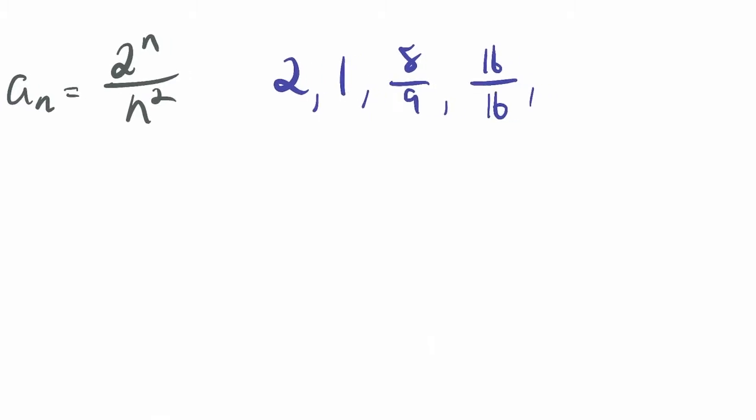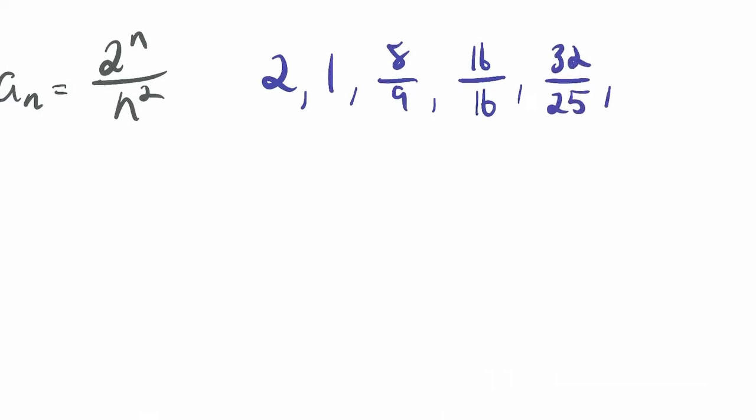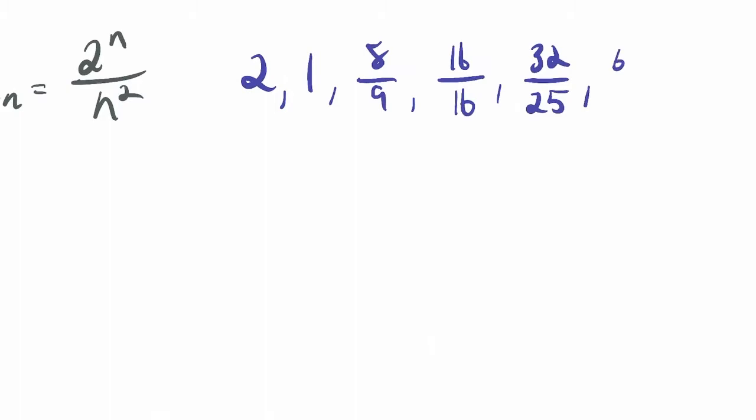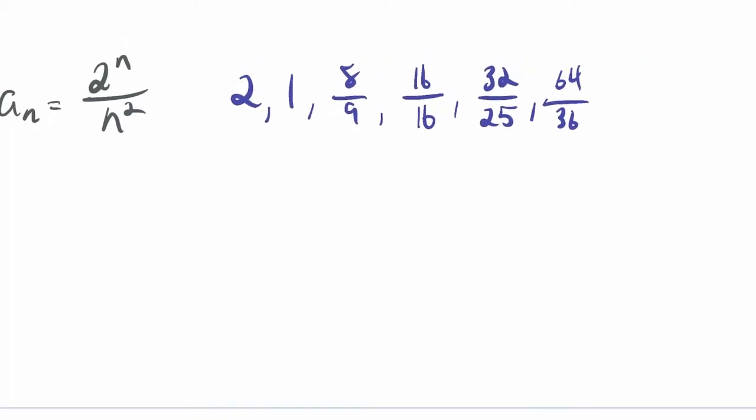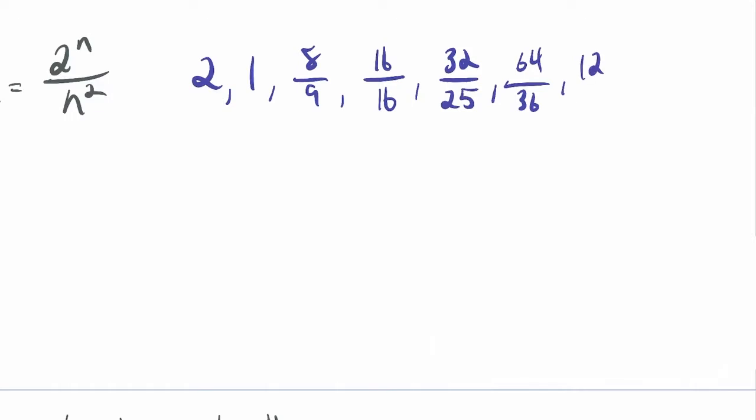Then put in 5, so you'll have 32 over 25. And then put in 6, so you'll have 64 over 36. And then put in 7, so we'll have 128 over 49. And you're probably starting to see a pattern, if you haven't already, then probably now. Put in 8, we'll have 256 over 64, which reduces to 4. 256 over 64, yes, it's 4.